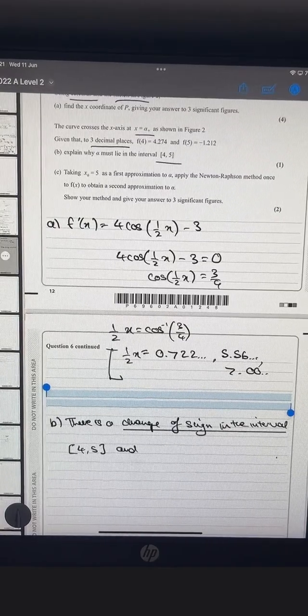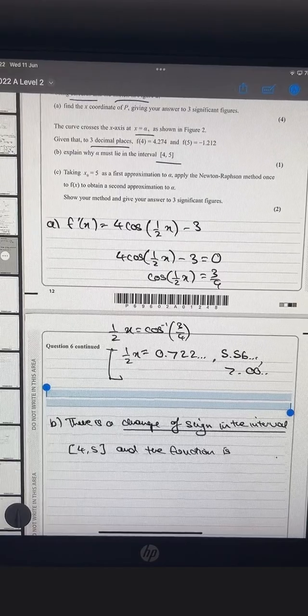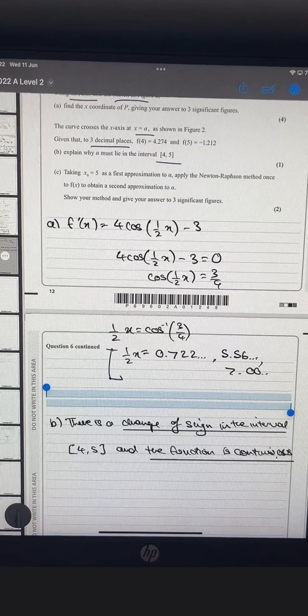And yeah, I'm seeing it in the comment section. The function is continuous. It's very important you say both of these. You have to say that there's a change of sign and that the function is continuous.